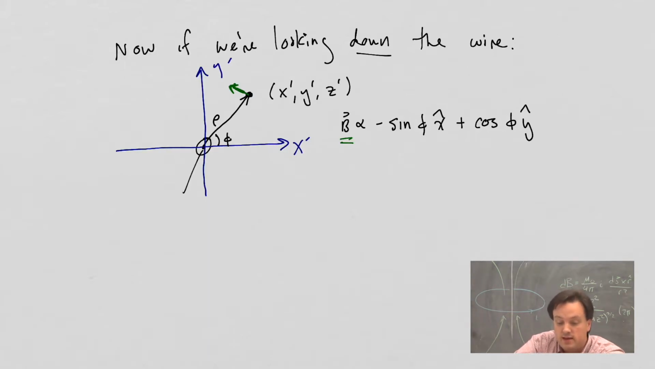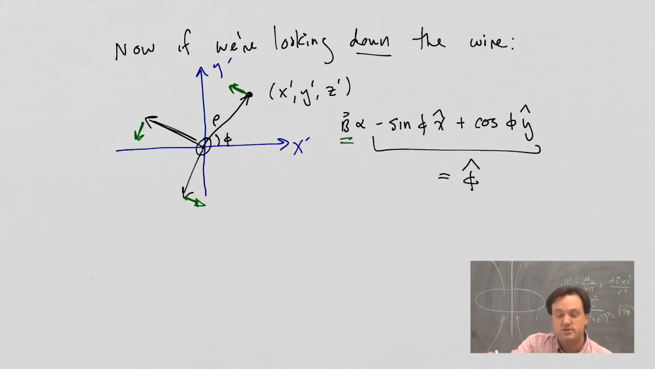Now, if I kept repeating this, I would find that this magnetic field is always pointing perpendicularly to the r vector in the x prime y prime plane, and that the trigonometric identities are causing it such that it's always pointing to the left if I'm pointing in the r vector direction. And so the magnetic field in this case is always pointing around the circle. It's pointing in the phi hat direction.